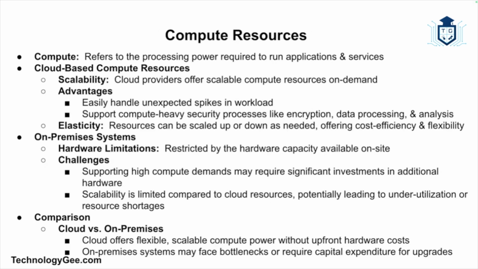Next, we have what are called compute resources. This refers to the processing power required to run applications and services. Cloud providers offer scalable compute resources on demand, which is advantageous for handling unexpected spikes in workload and for supporting compute-heavy security processes like encryption. On-premises systems are limited by the hardware capacity available on site, and this can pose challenges for supporting high compute demands without significant hardware investments.